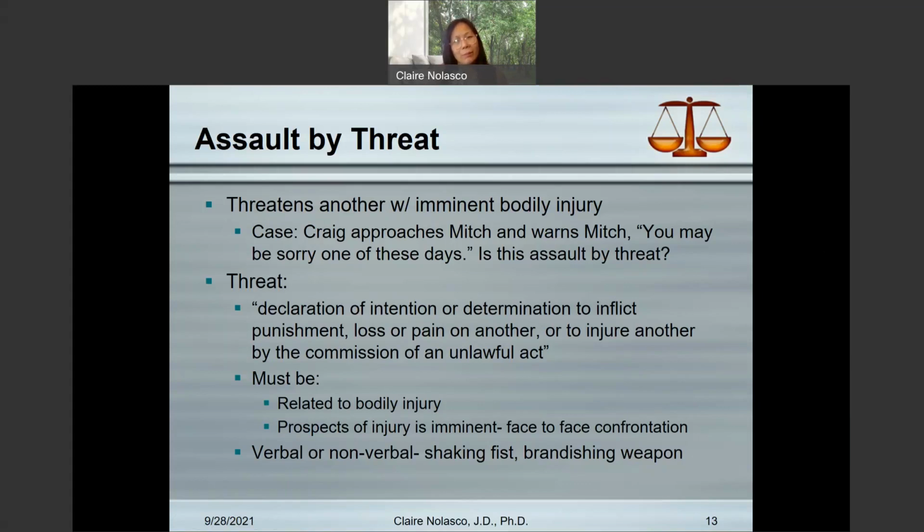Let's break it down. You may be sorry. Sorry, why? So it could mean any of a number of things, right? It doesn't necessarily mean physical pain, okay, or physical loss or punishment. And what does the phrase "one of these days" mean? It is also uncertain, meaning that it is not imminent, it's not immediate. One of these days is so vague, it can happen anytime in the future. So this is not assault by threat because it is not imminent bodily injury.